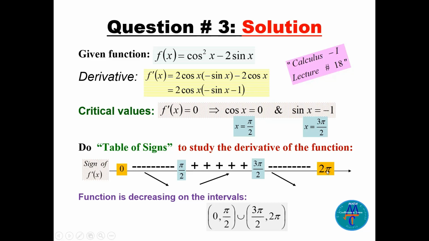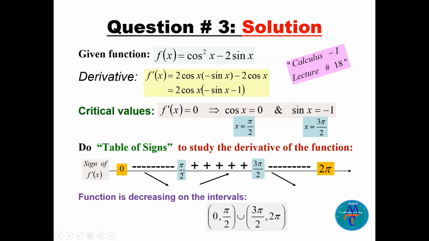So from 0 to 2 pi, we have the critical values pi over 2 and 3 pi over 2. From 0 to pi over 2, which is 90, I can pick any angle like 30, pi over 6, and I replace it in f prime here, cosine pi over 6, sine pi over 6. This will give me a negative value. So the function f is decreasing.